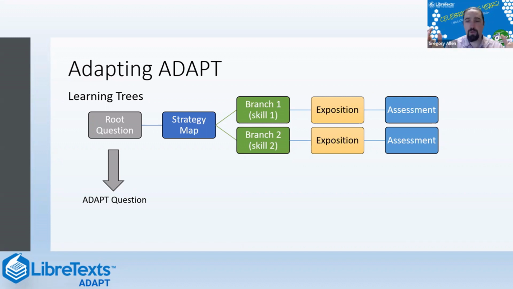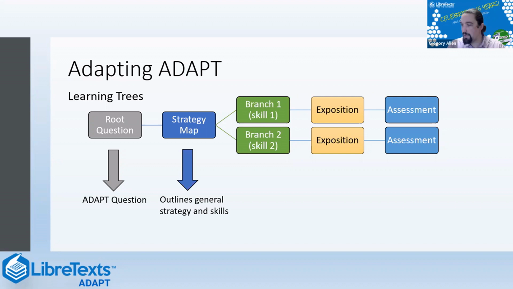And so with this ADAPT question, the student interacts with the question. If they get it right, great, they move on, congratulations. But if they get it wrong, there are now going to be materials provided to help them learn how to solve this problem. Those materials begin with a strategy map. The student gets a notification that says, unfortunately, you got this question wrong. Please come into our tree and investigate and go through our learning tree to learn how to solve this problem.